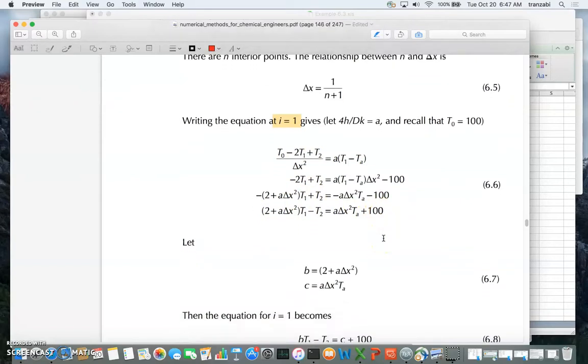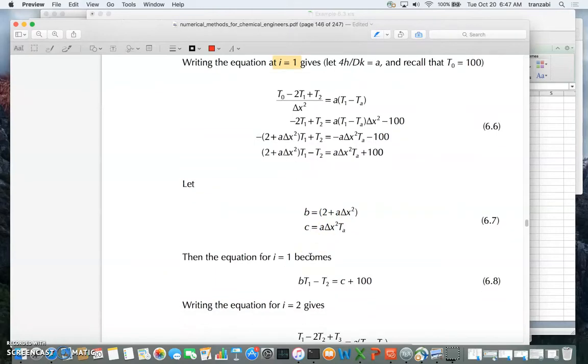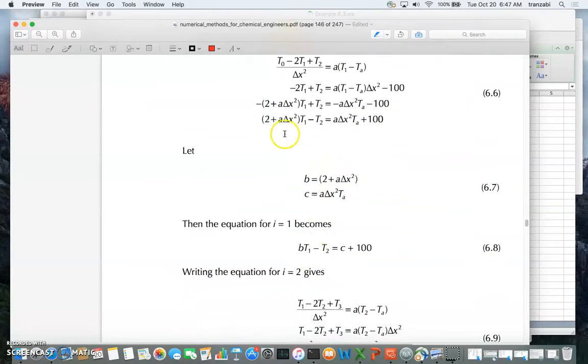Alright, fine. Now let's make this a bit shorter. I'm going to call 2 plus a del x squared b, and then call a del x squared Ta as c. Okay, these are all known, right? a is known, del x is known, ambient temperature is known, and same thing here. So that's why b and c are two known constants. So with that, this equation can be written as b times T1 minus T2 is equal to c plus 100.